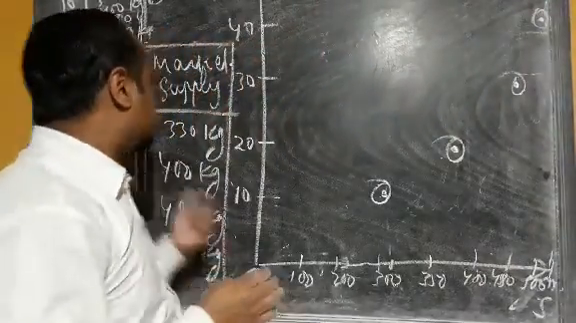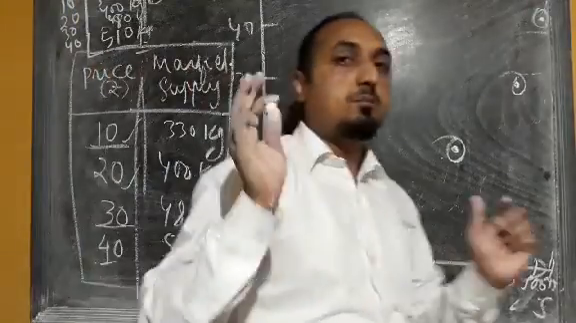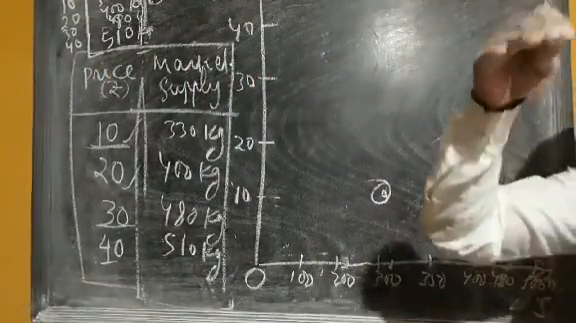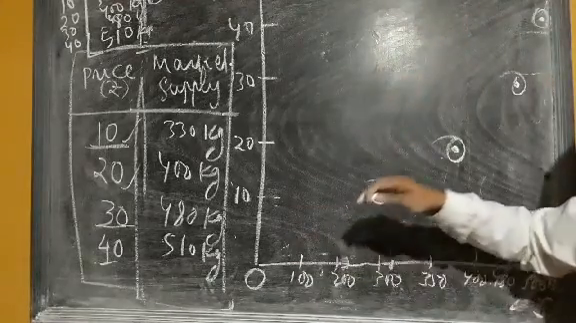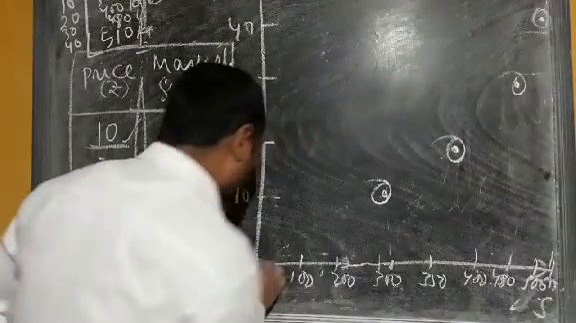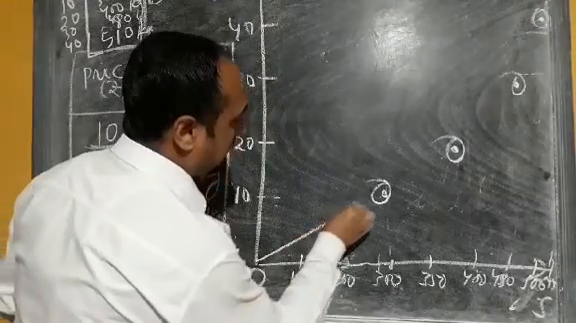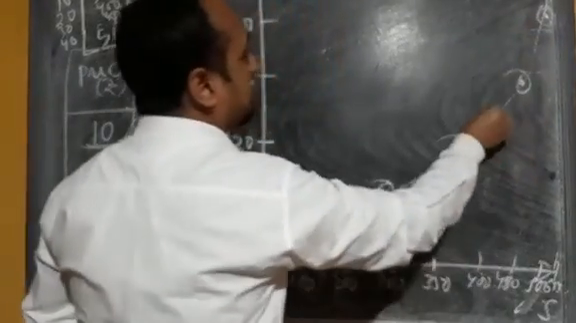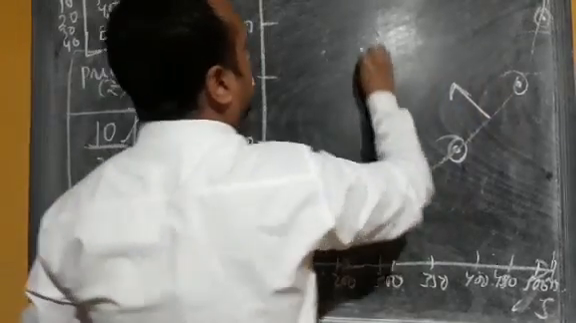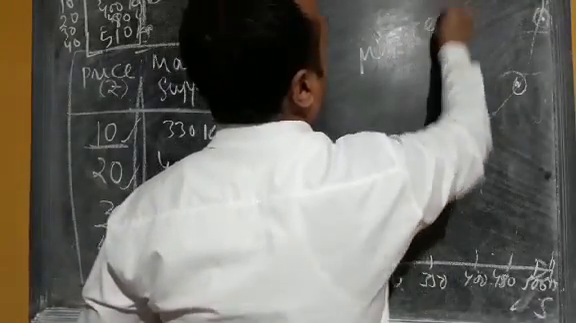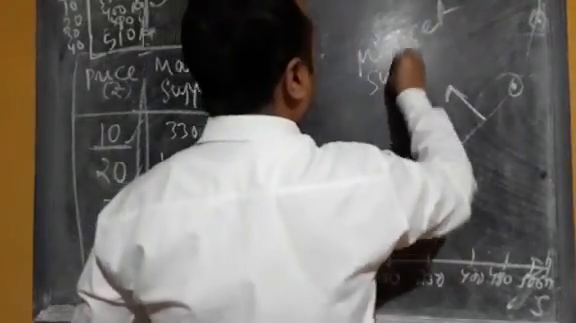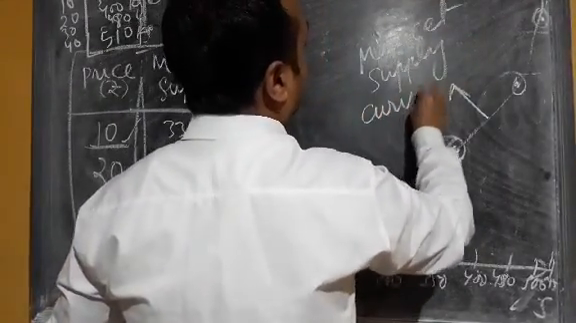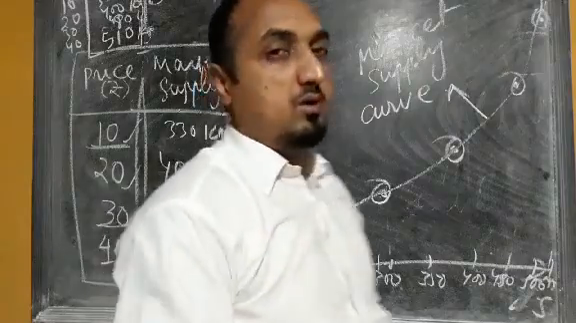So on the basis of these prices and this market supply, we have plotted all the points. After plotting all the points, we will join these points freehand. So I am doing that. We will get a curve, and that will be your market supply curve.